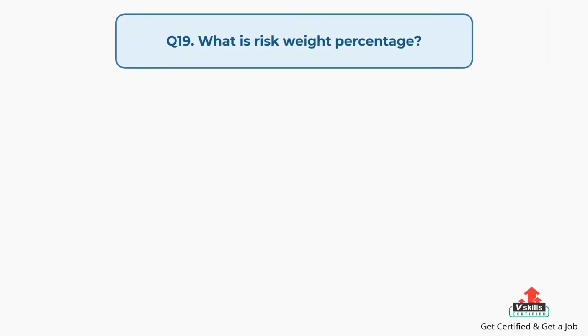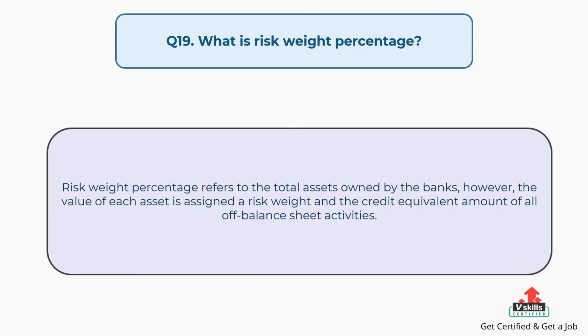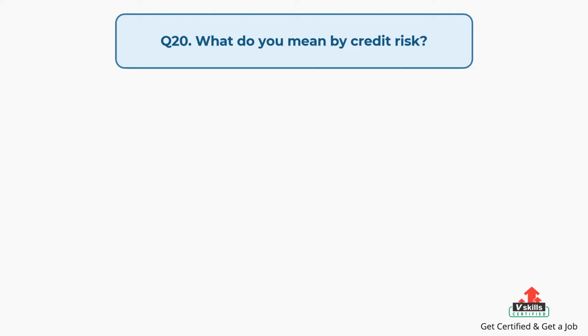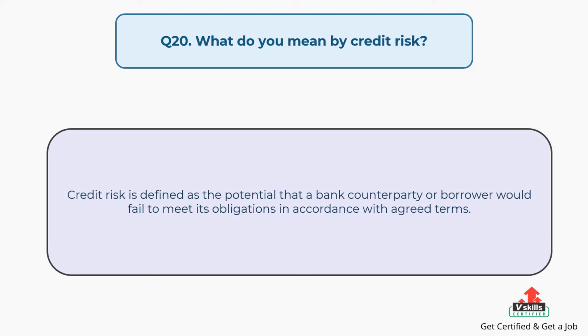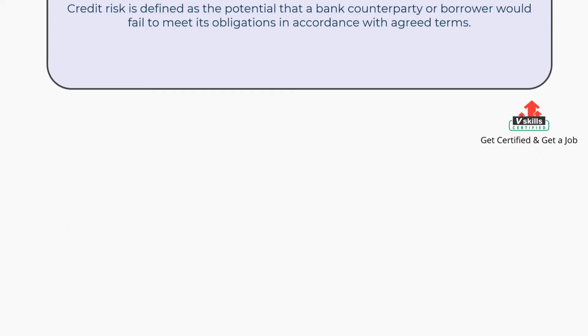Question number 19. What is risk weight percentage? The answer is, risk weight percentage refers to the total assets owned by the banks. However, the value of each asset is assigned a risk weight and the credit equivalent amount of all off-balance sheet activities. Question number 20. What do you mean by credit risk? The answer is, credit risk is defined as the potential that a bank counterparty or borrower would fail to meet its obligations in accordance with agreed terms.